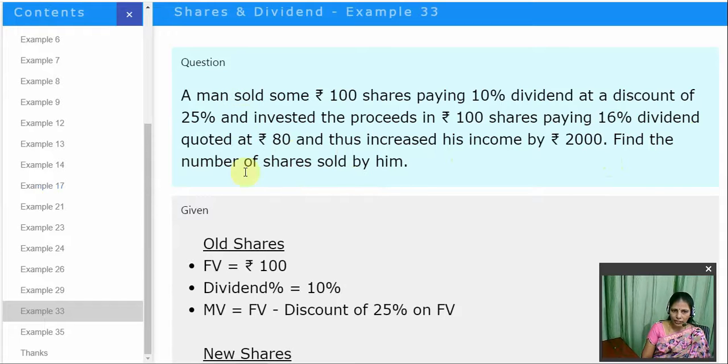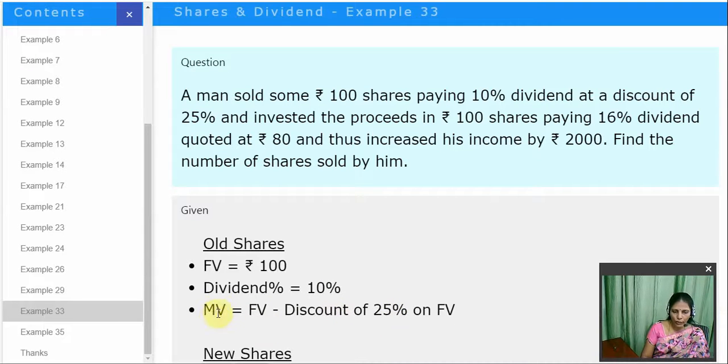Once again I will read the question. Please understand. A man sold some shares. He is selling some shares. What is this 100? 100 is face value. Paying 10% dividend. So what is the dividend percentage? It is 10%. At a discount of 25%. What is this discount of 25%? It is nothing but market value. He is selling at a discount of 25%.